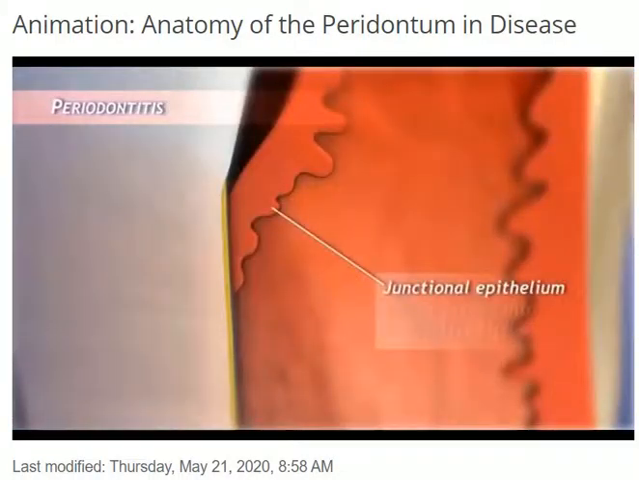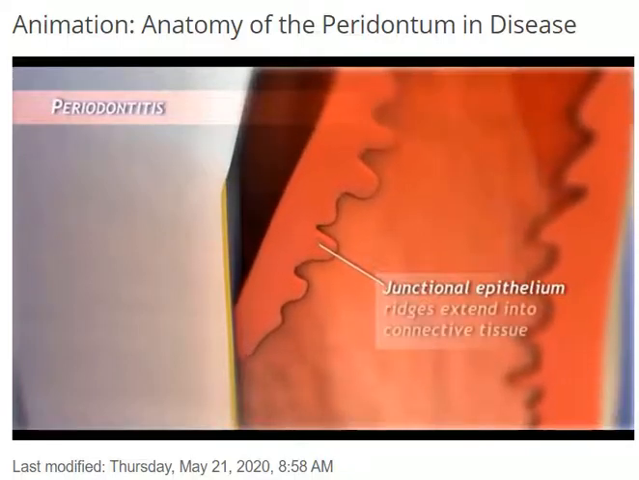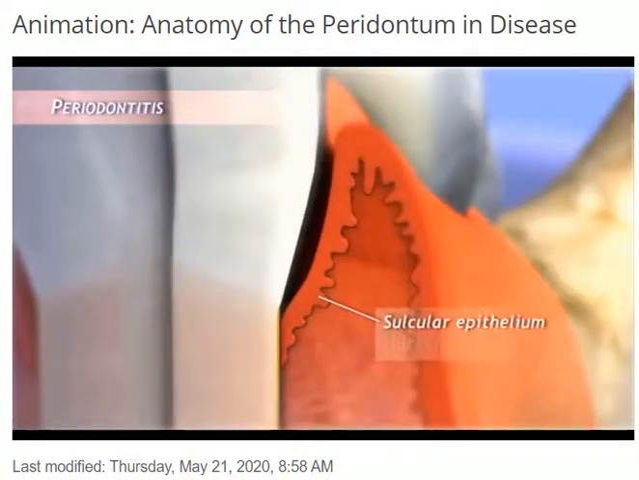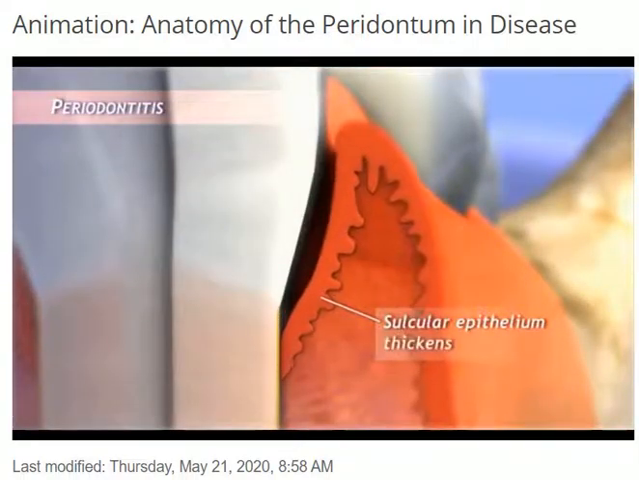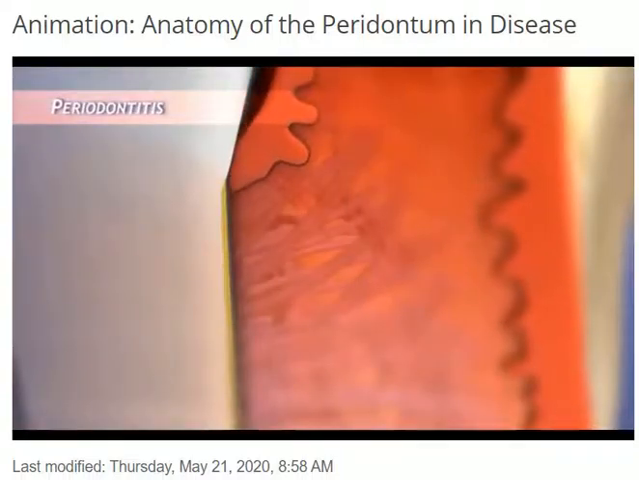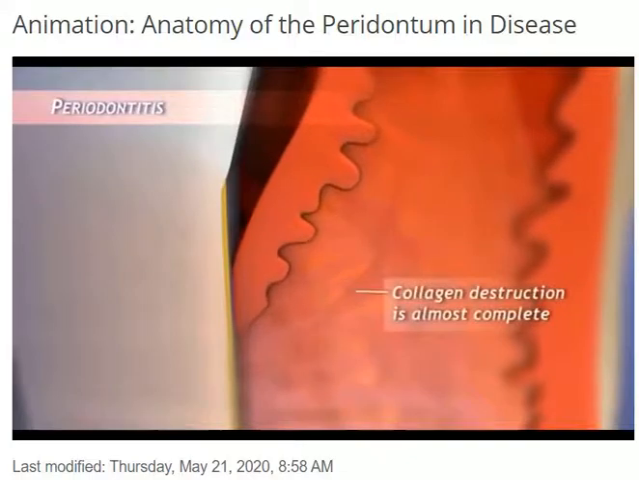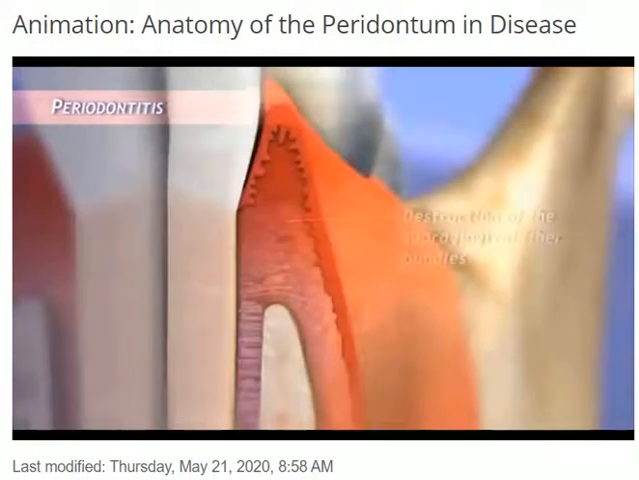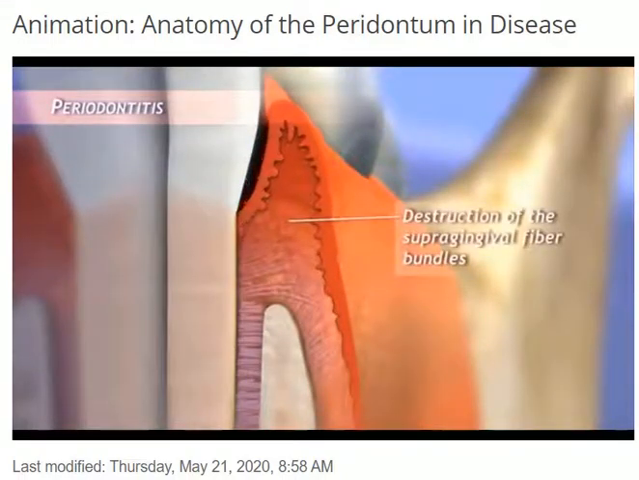The junctional epithelium proliferates and extends epithelial ridges into the connective tissue. The sulcular epithelium of the pocket wall thickens and extends epithelial ridges deep into the connective tissue. Small ulcerations of the pocket epithelium expose the underlying inflamed connective tissue. Changes in the gingival connective tissue are severe. Collagen destruction in the area of inflammation is almost complete. There is widespread destruction of the supragingival fiber bundles, reducing them to fiber fragments.